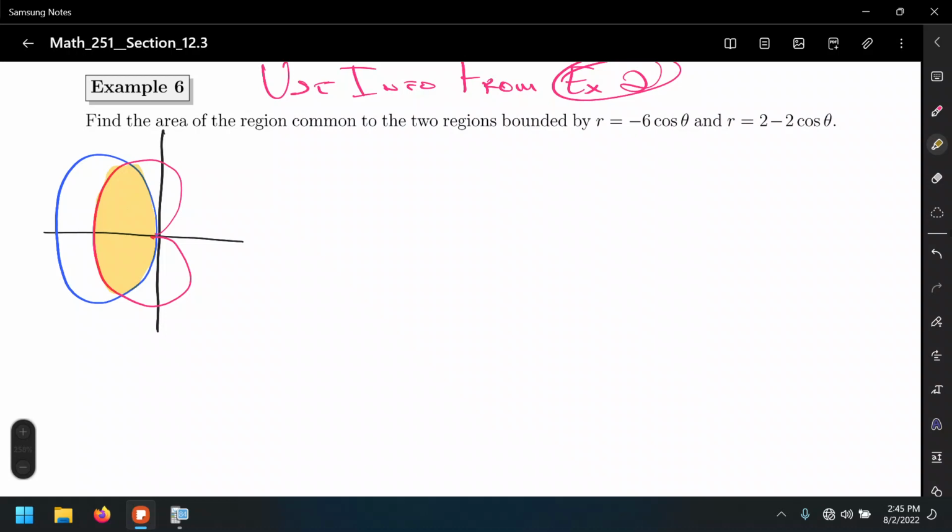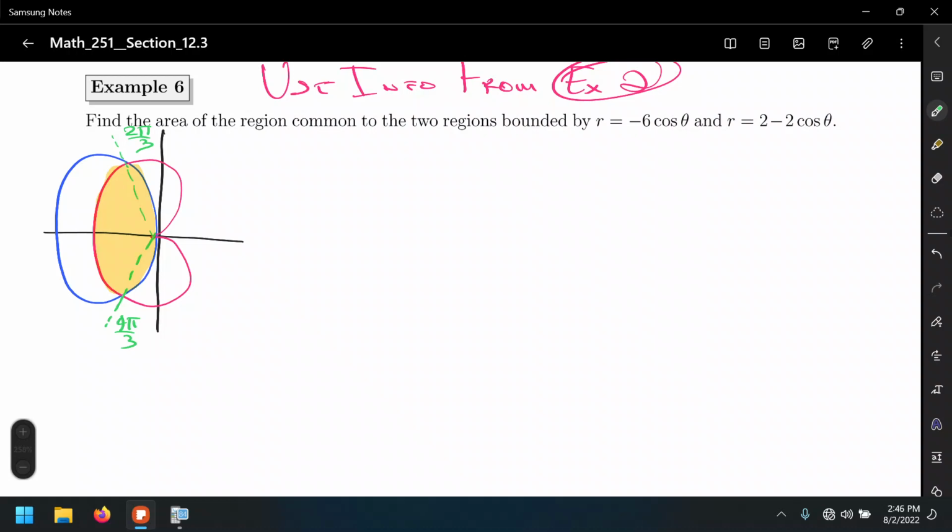So if we do the area from 2 pi over 3, let me write down those limits of integration, or rather those points of intersection. This one was 2 pi over 3, and this one was 4 pi over 3. Those we found in example 2. Again, we will just use that intersection information. But we also have another issue right here.